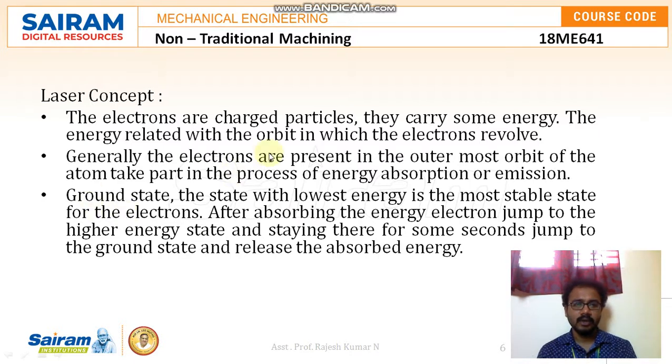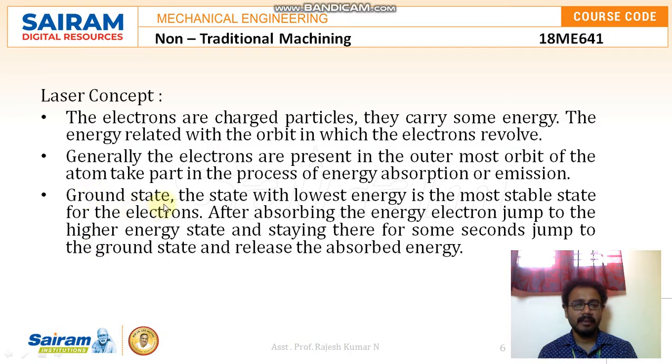We'll be discussing. As we know, any atom consists of protons, neutrons, and electrons, where the electrons are negatively charged particles, and even the protons and neutrons carry some energy. So, the energy is related with the orbit in which the electrons are revolving. They are generally present on the outermost orbit of the atom, and they take part in the process of energy absorption or emission, whatever the process. The protons and neutrons generally will not be involved in any kind of energy absorption or emission process. So this is the first basic information we should be aware of.